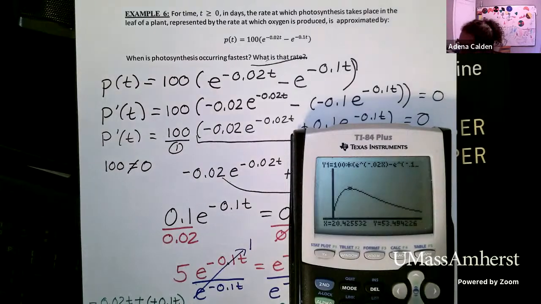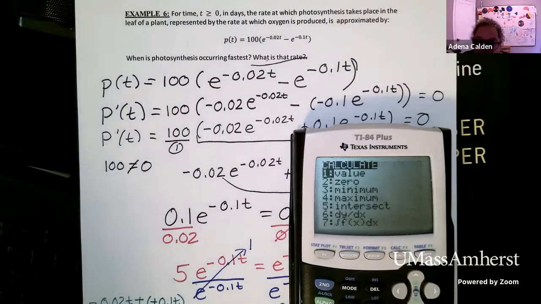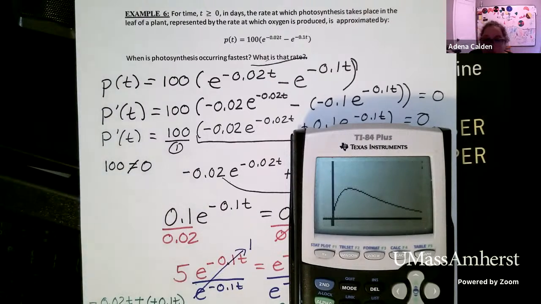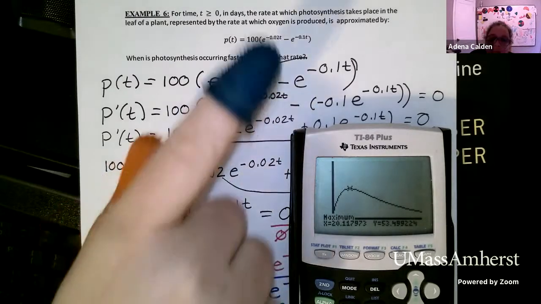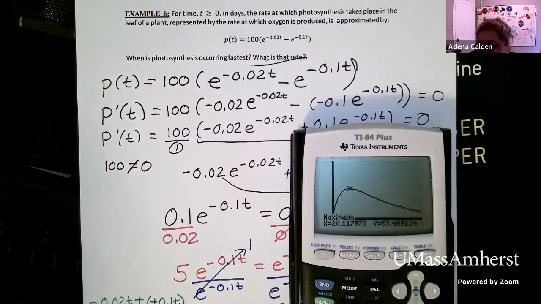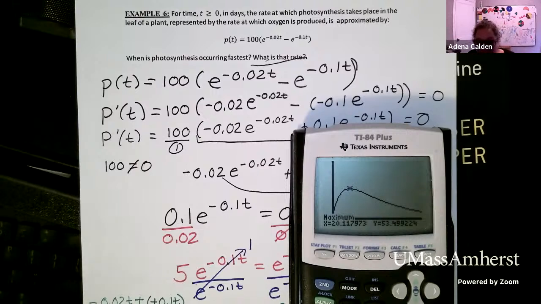If we wanted to calculate the maximum, we would do second calc. And then here you'll see that one of the options is maximum, right? It wants a left bound, so we want to go somewhere to the left. It wants a right bound, so we want to go past it to the right. It wants a guess. It does this because there might be more than one, right? And then it'll calculate it for you. And you'll see we get the same thing that we got algebraically by using the graph. So you can always double check your work that way, or if you get really stuck on some sort of algebra, I encourage you to look at the picture to see if there's a way you can figure it out alternatively. Okay, so that's our last problem for today.